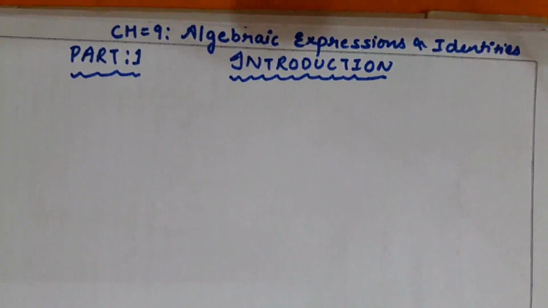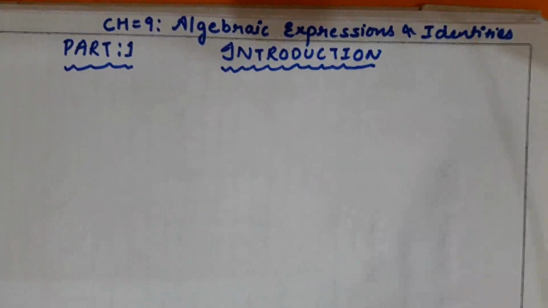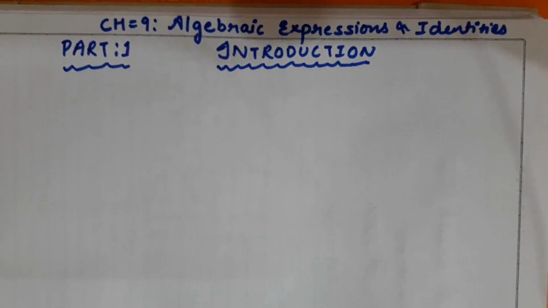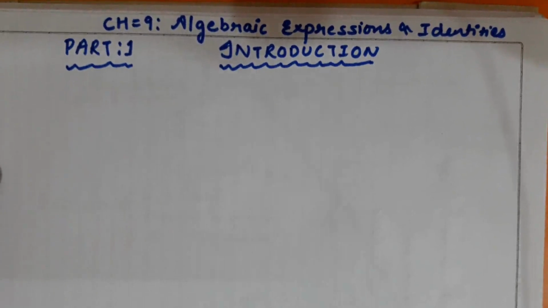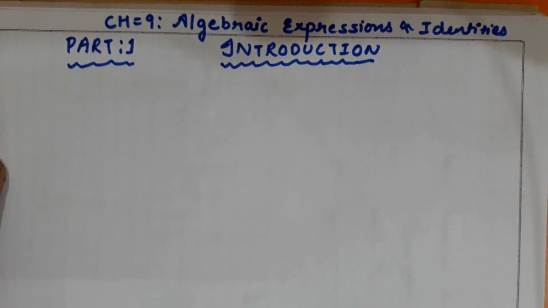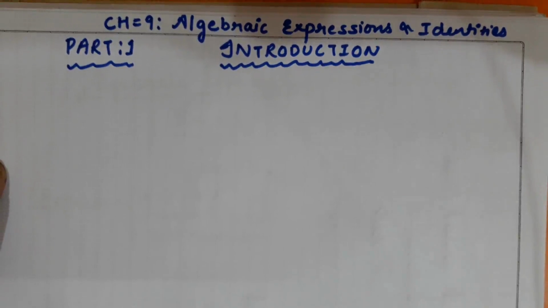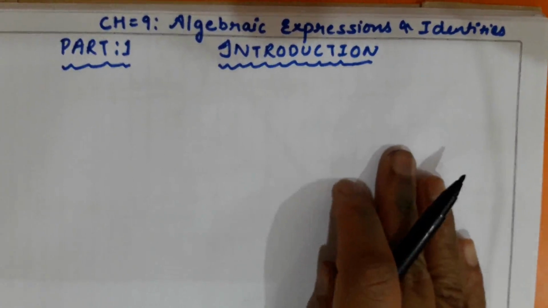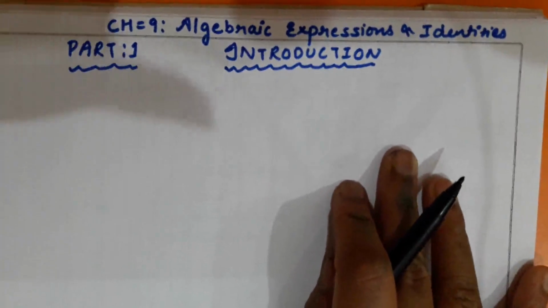Sairam children, this is chapter number 9, Algebraic Expression and Identities. Today we are going to start this chapter from your book. Before we start with this chapter, let's have an introduction of this chapter, what kind of question we are going to face in this chapter.